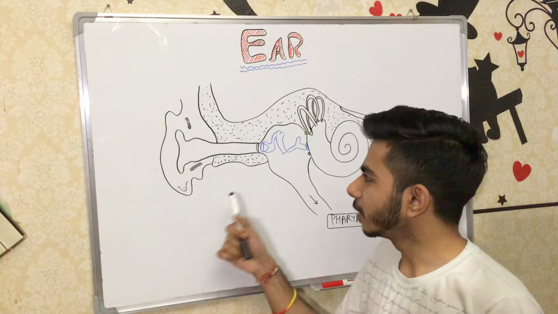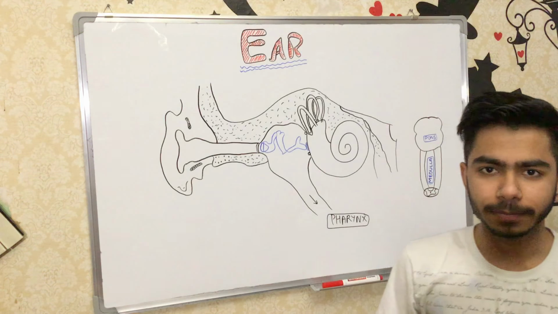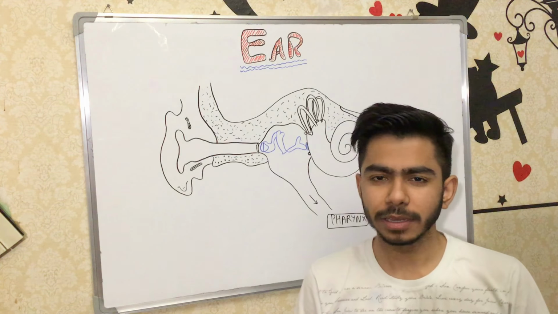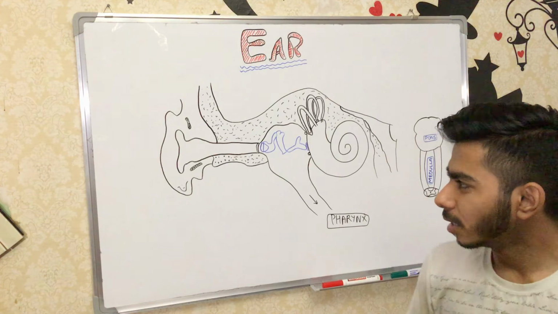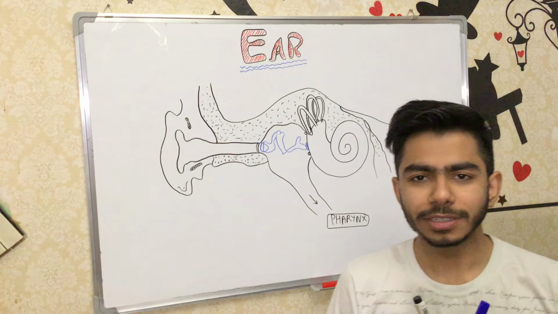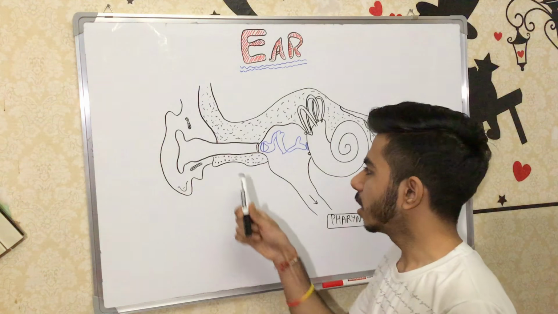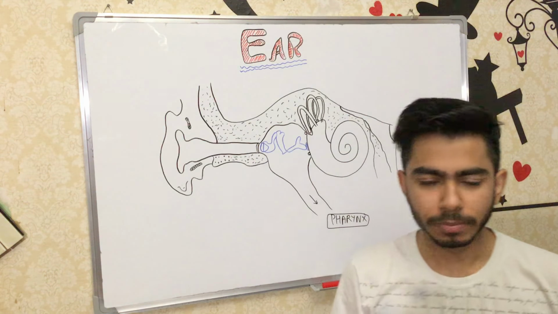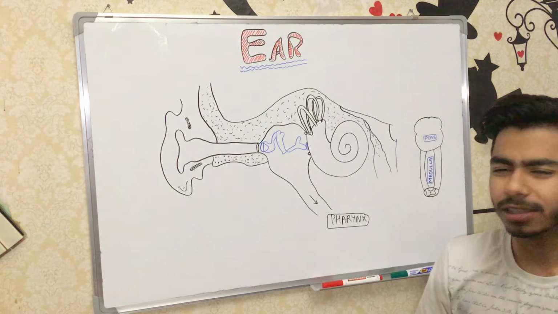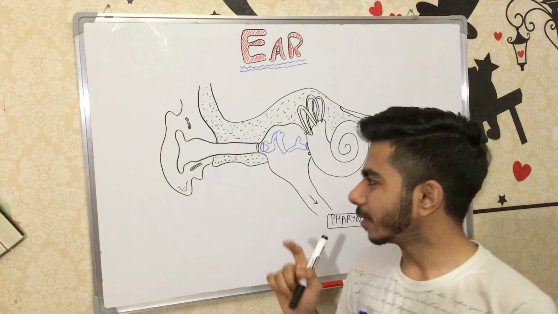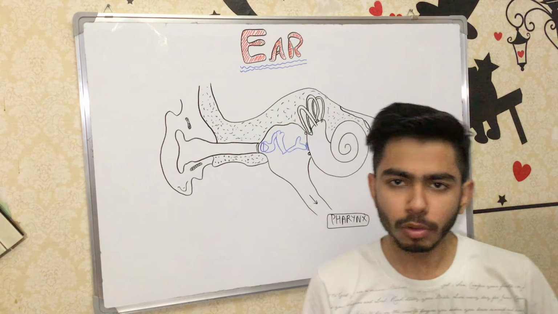So starting with the first one, that is the external ear. The external ear generally has mainly two parts: the auricle, which is also called the pinna, and the second one is the external acoustic meatus, or external auditory meatus you can say. However, our external ear has further more parts also.